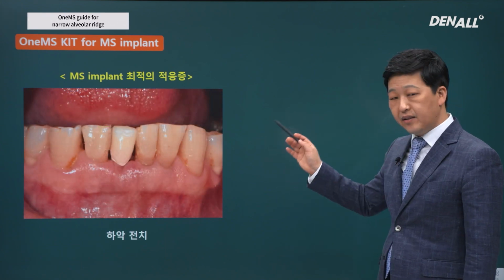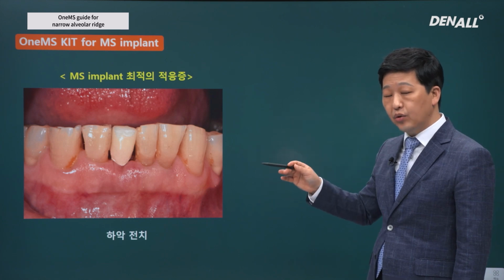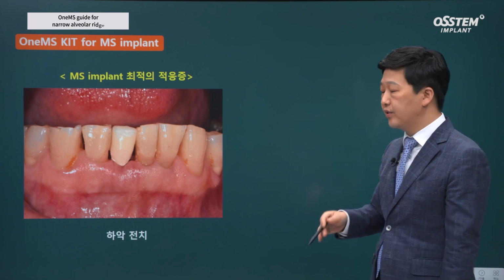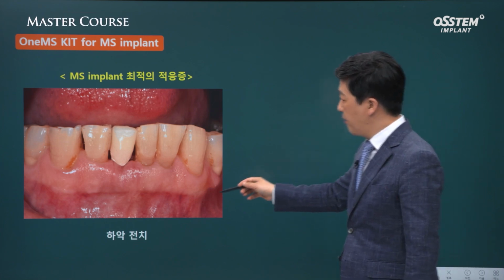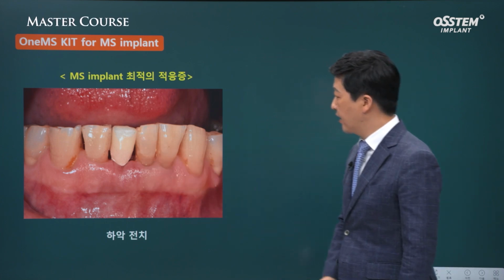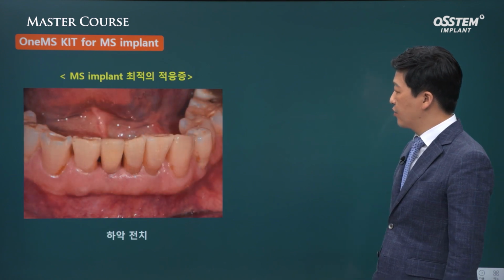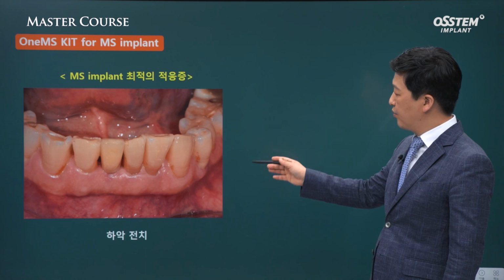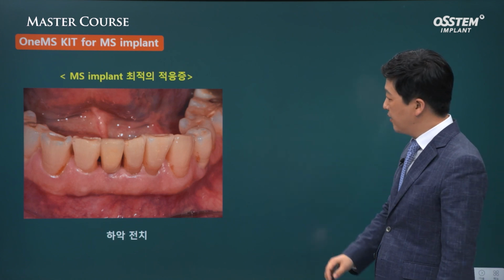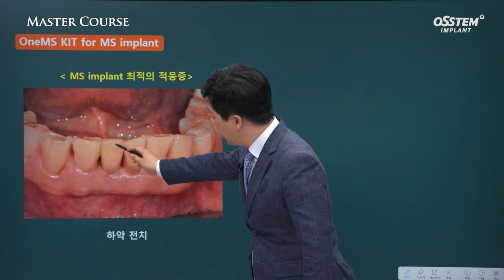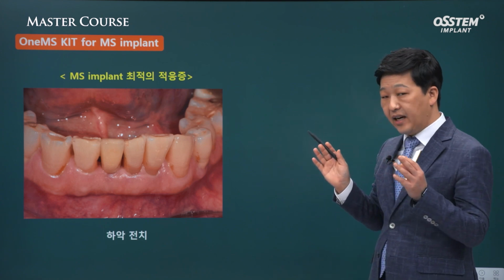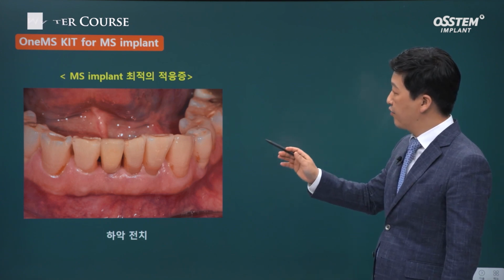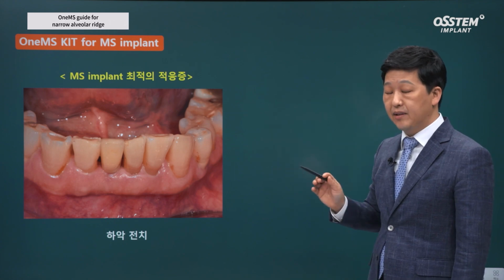On the day of implant placement or about a week later, after bleeding has stopped and upon stitch out, a temporary crown can be provided early on. After osseointegration period, the final prosthesis can be delivered and you can provide the ideal prosthesis for lower anterior. This is the biggest benefit with MS implant.